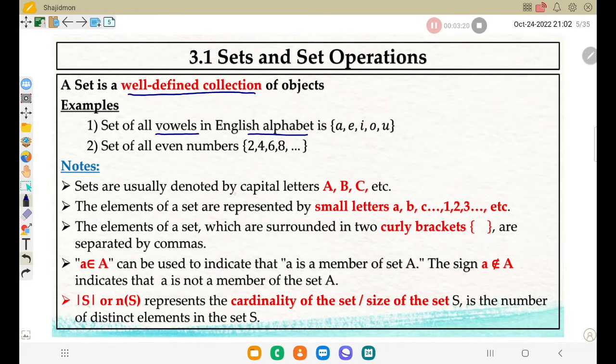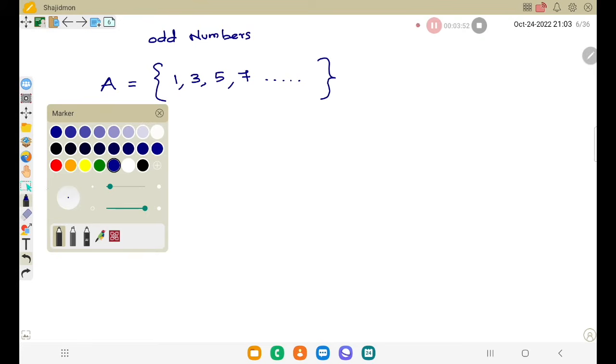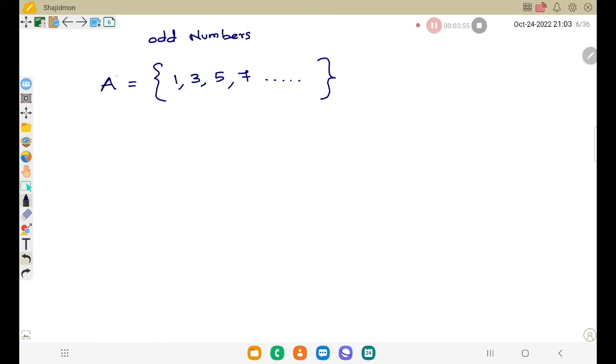Now, sets are usually denoted by capital English letters. We can name the set by a capital letter. For example, A equals, as I told you, for example we are taking the set of all odd numbers. Odd numbers means 1, 3, 5, 7, and it continues like that, correct? Many numbers we can write. Sets, as I told you, we represent using capital letters. Capital A equals, this is the set, correct?